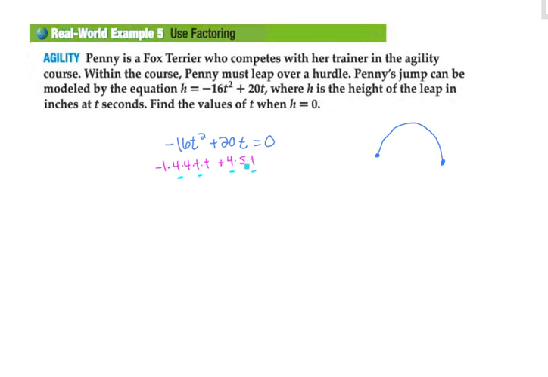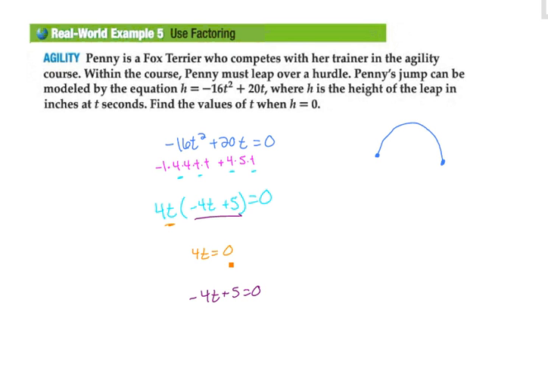So I'm going to factor out a 4t. What's left over? A negative 4t and a positive 5. And that's equal to 0. So what are we doing? We're finding the values of t, aka we're solving. So same as above, I'm going to set each one of these equal to 0. So 4t equals 0 and negative 4t plus 5 equals 0.